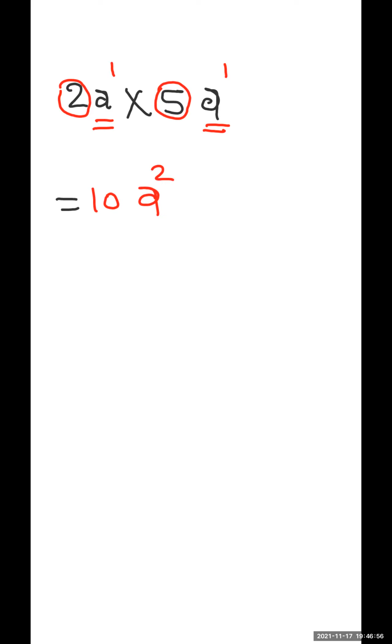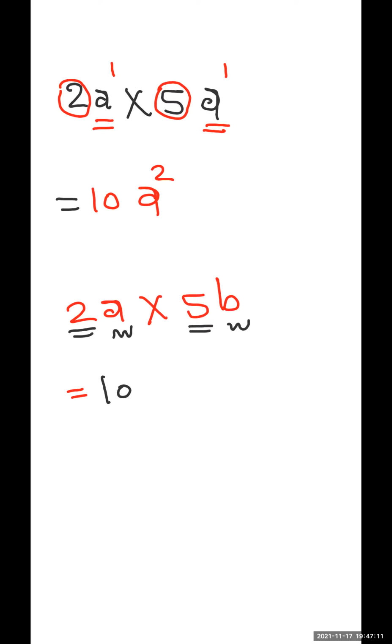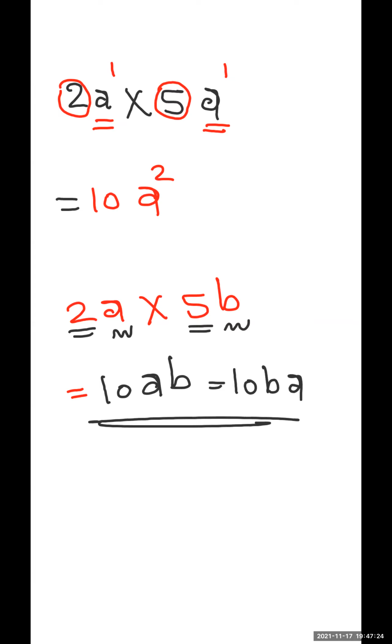Another example, if it's 2a times 5b, different variables, multiply the two coefficients. 2 times 5, 10. A times B, it's AB. That's it. Okay? What if we write it as BA? Yes, of course. It's the same, like 10BA. No difference at all. Okay?